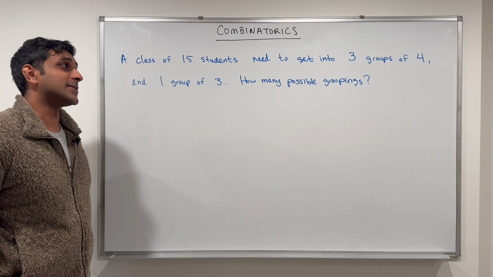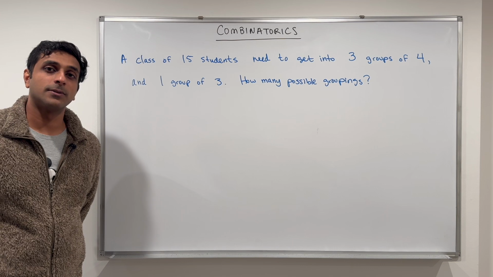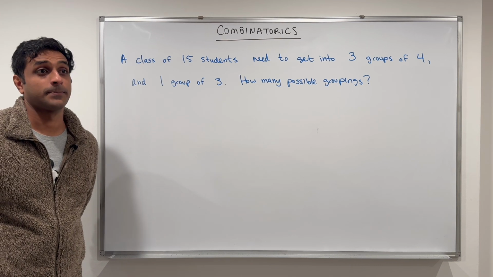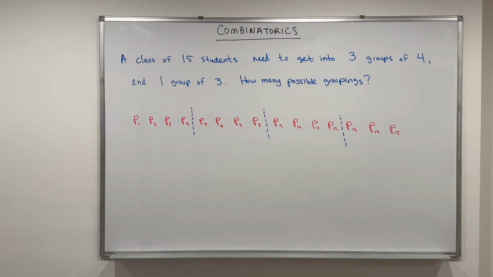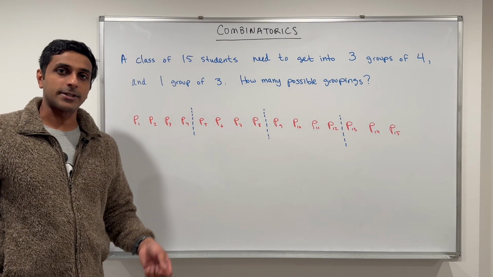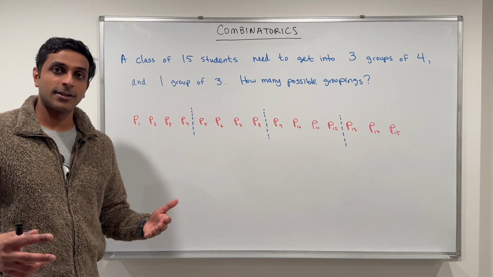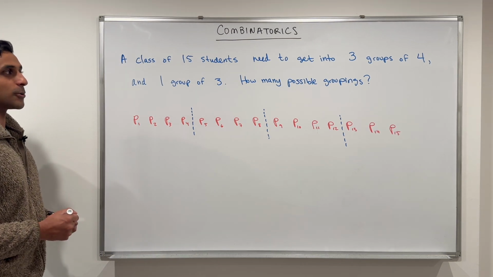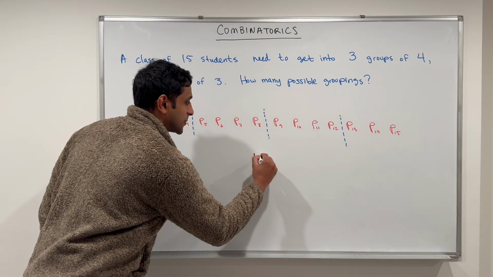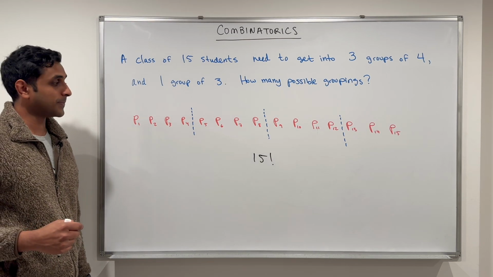A class of 15 students need to get into 3 groups of 4 and 1 group of 3. How many possible final groups are there? Take your time and continue when you have an answer. Okay, let's employ the strategy that we just developed. Instead of counting partitions directly, let's count permutations and then account for the overcounting that results in, okay? So if we're counting just permutations of all 15 students, there's 15 factorial different ways of ordering them. Here's one of those 15 factorial different ways.